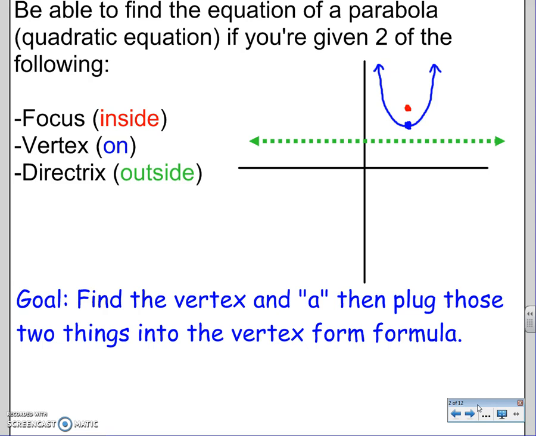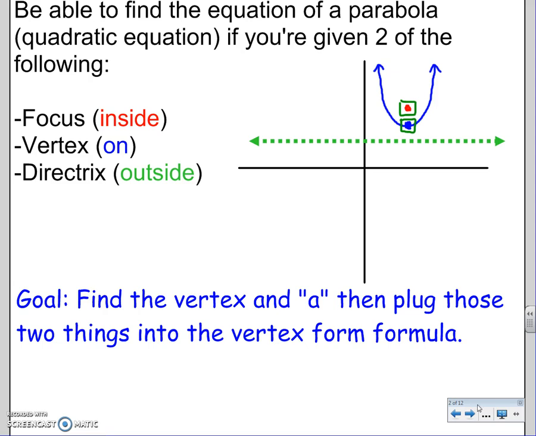So we have a focus, it's this red point that's inside the parabola. We have the vertex, it's this blue point that's on the parabola. I know it's the starting point, that's also the min or max of the parabola. And we have this green line, the directrix, which is outside the parabola, and the parabola cannot cross it. So that's why it has to go away from that green line.